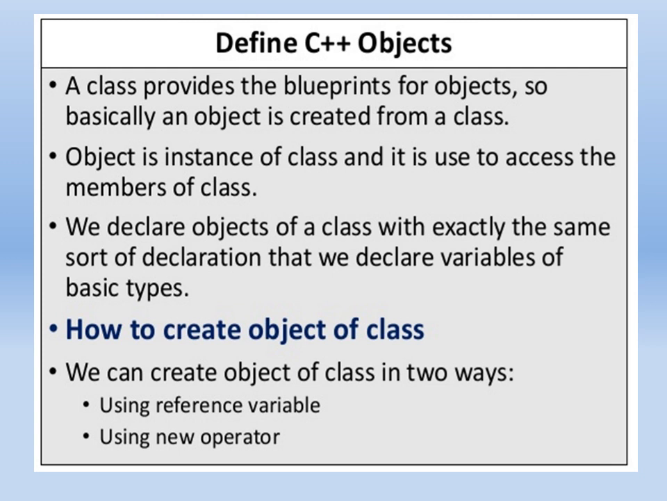We declare an object of a class with exactly the same sort of declaration that we use to declare variables of basic type. This is the way of declaration. Now how to create an object of a class? We can create an object of a class in two ways. First, using a reference variable, and second, using the new operator. So now we'll see how to create the object of a class.